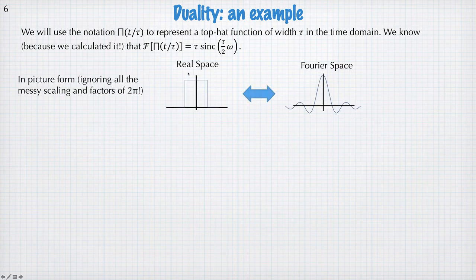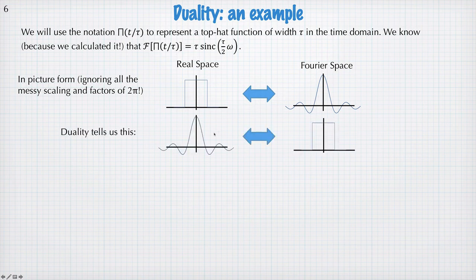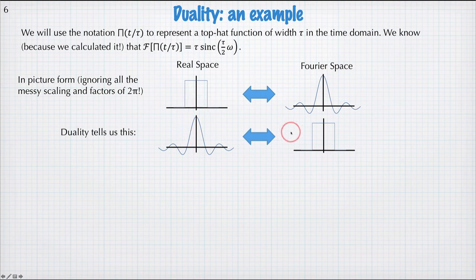So in pictures, if we start off in real space with a top hat function, and just ignore all the factors of 2 pi and all that messy stuff, in real space we have a top hat function, in Fourier space we have a sinc function. But if we'd started with a sinc function in real space, duality tells us that the Fourier transform of this must be a top hat function, because Fourier transforms travel in pairs. If the Fourier transform of a top hat function is a sinc function, the Fourier transform of a sinc function is a top hat function.